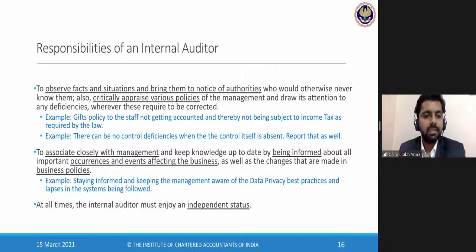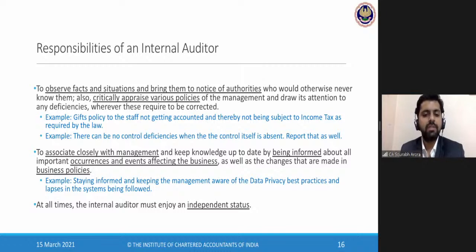The next point is to associate closely with management and keep knowledge up to date by being informed about all important occurrences and events affecting the business, as well as the changes that are made in the business policies. You have to be informed especially in tech-related businesses, in which events and business developments keep happening very frequently. Examples: staying informed and keeping the management aware of the data privacy best practices and lapses in the system being followed.